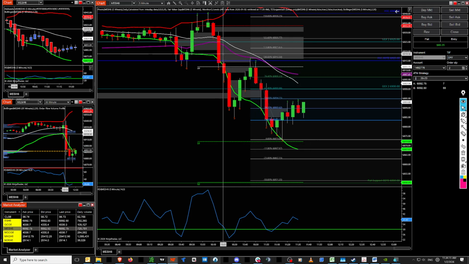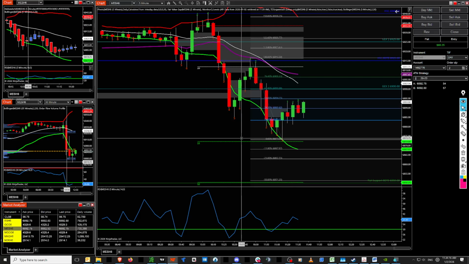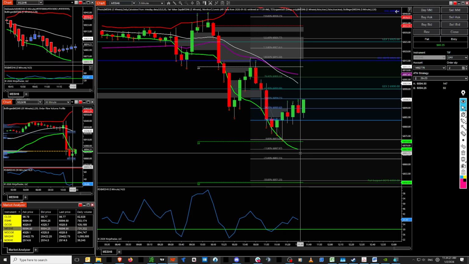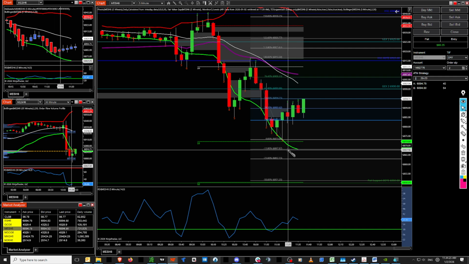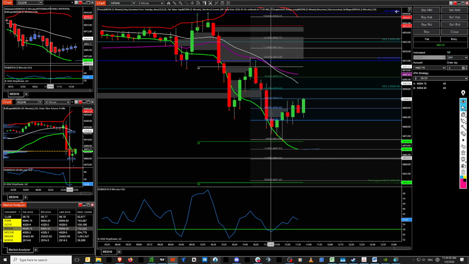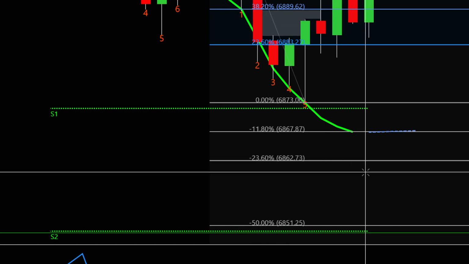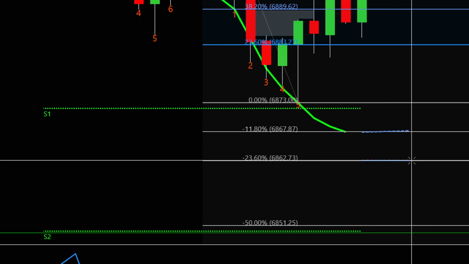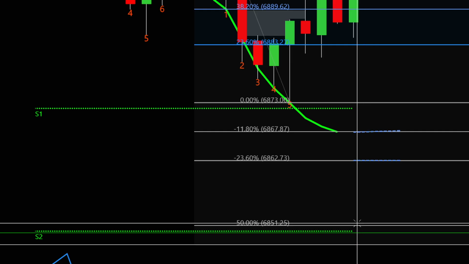Now, what if you don't have that pullback? Well, then you've got to find a measured move. Now, there's multiple measured moves in here. Here's one. If I do that, I'm going to mark out this 111. This is going to be hard for you guys to see, but let me zoom that in so you guys can see that. I'm going to mark out this 111. I'm going to mark out this 123. And I'm going to mark out this 50.